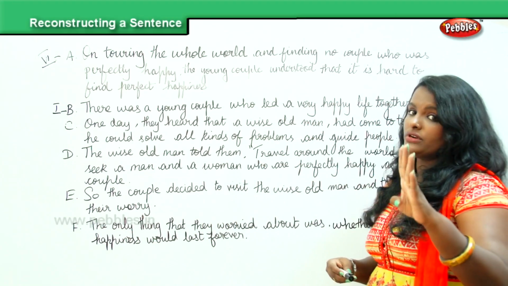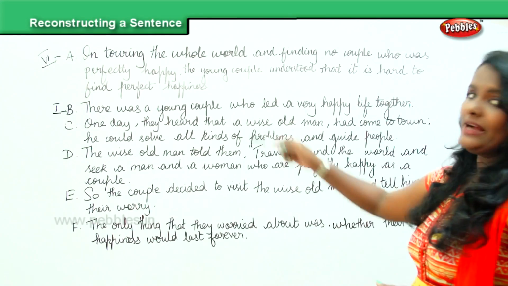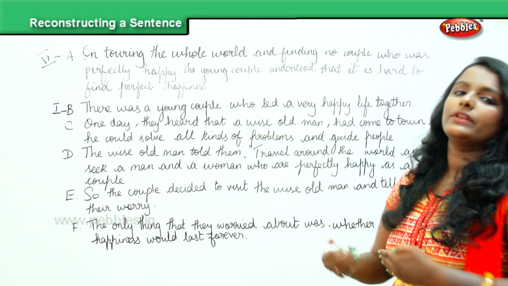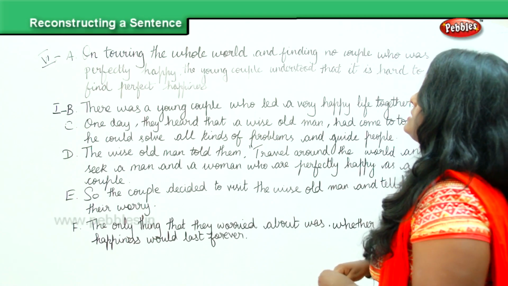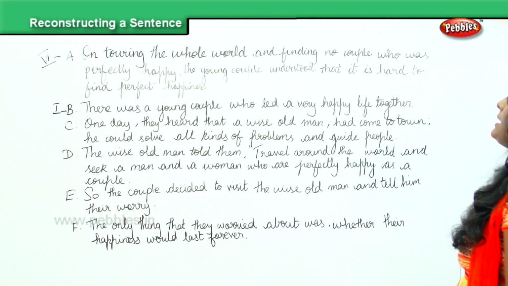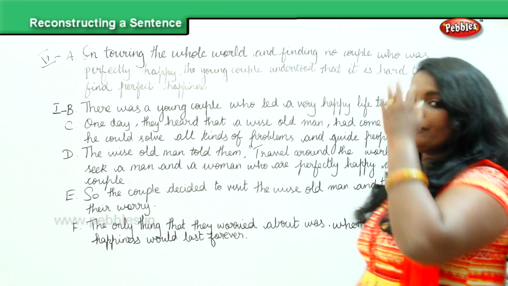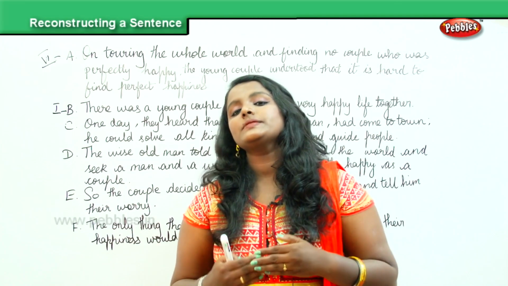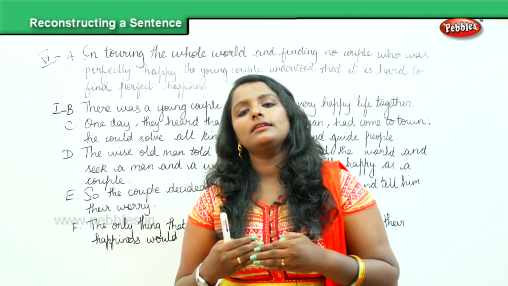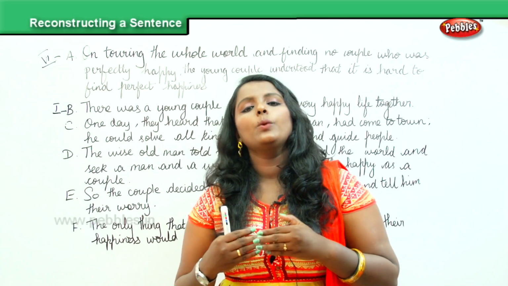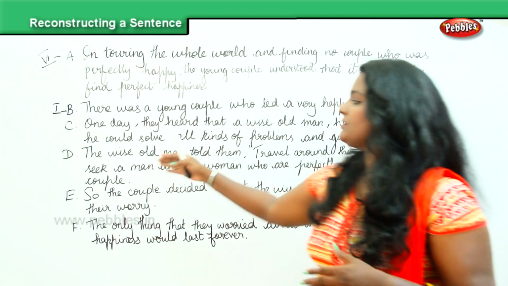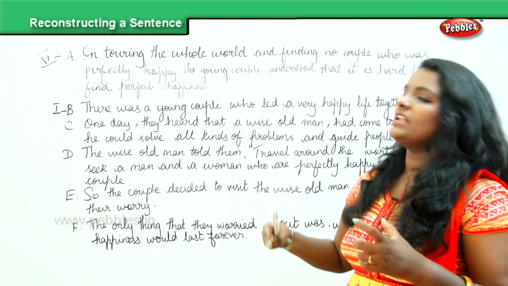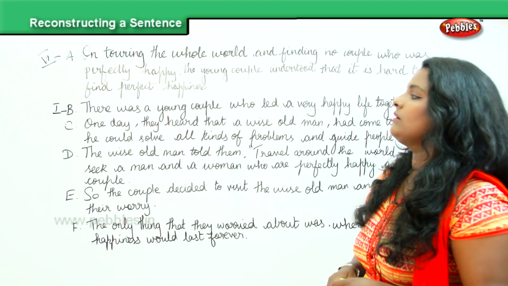We have remaining 4 sentences. Coming back to the first sentence so that the sequencing of the second sentence is going to be easy for us. There was a young couple who led a very happy life together. Now, if you remember the tips, your tip says your second line of a paragraph will reflect something about the first line. Now, read the other 3 lines and tell me which line reflects line 1.